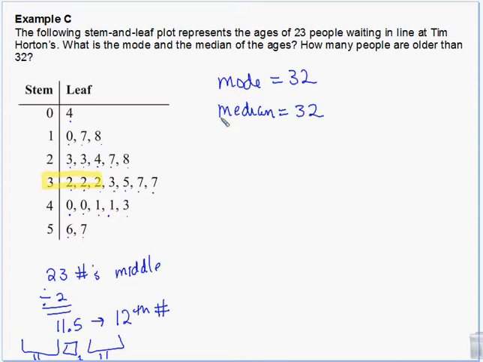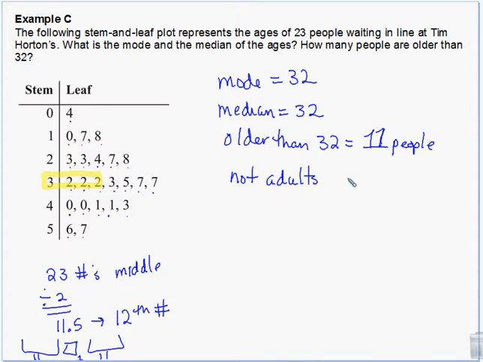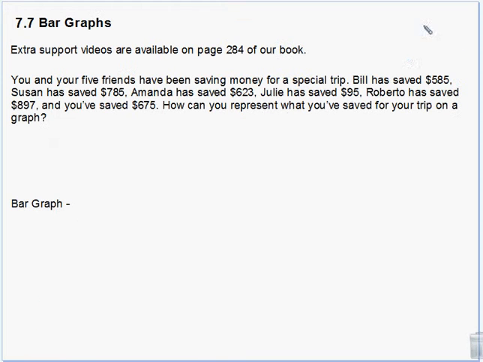How many people are older than 32? 11 people. So, how many people aren't adults? 18 is legally an adult. 3 people are not adults. Nobody's a senior citizen because we're only going up to 57. 65 is considered senior citizen. But see, we were able to answer these questions relatively simply.